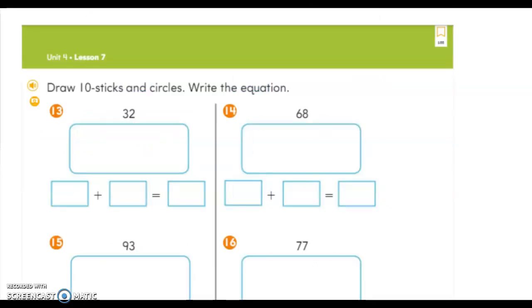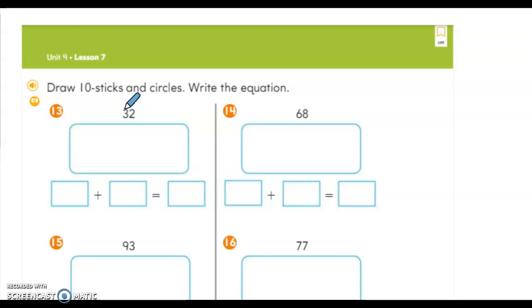Now we have to draw them for ourselves and write the equation. This is something we didn't really practice earlier in the video because I think you can pick up on it pretty quick. So we have to look at our number. Our number is 32. We have to draw 10 sticks and circles to make that number.